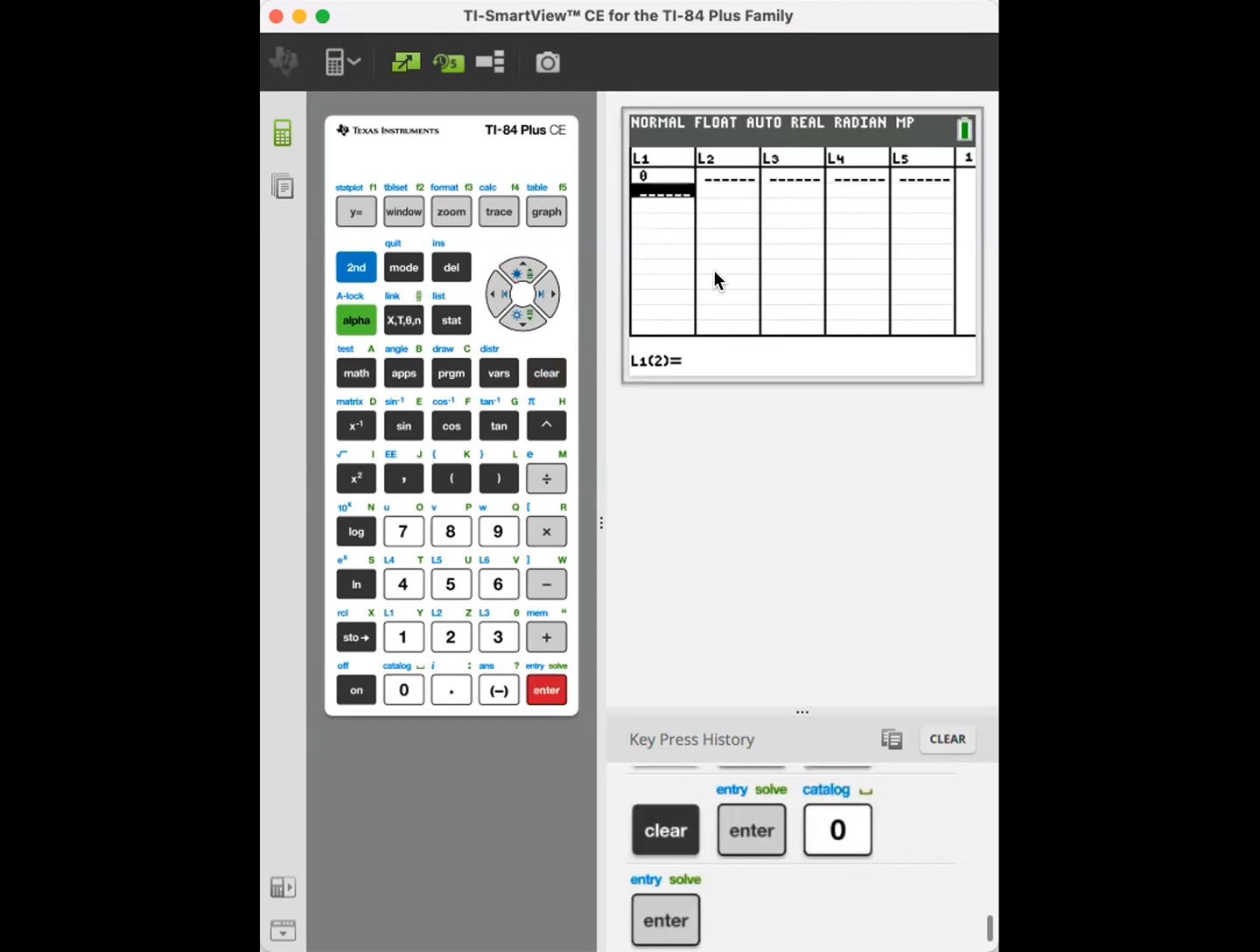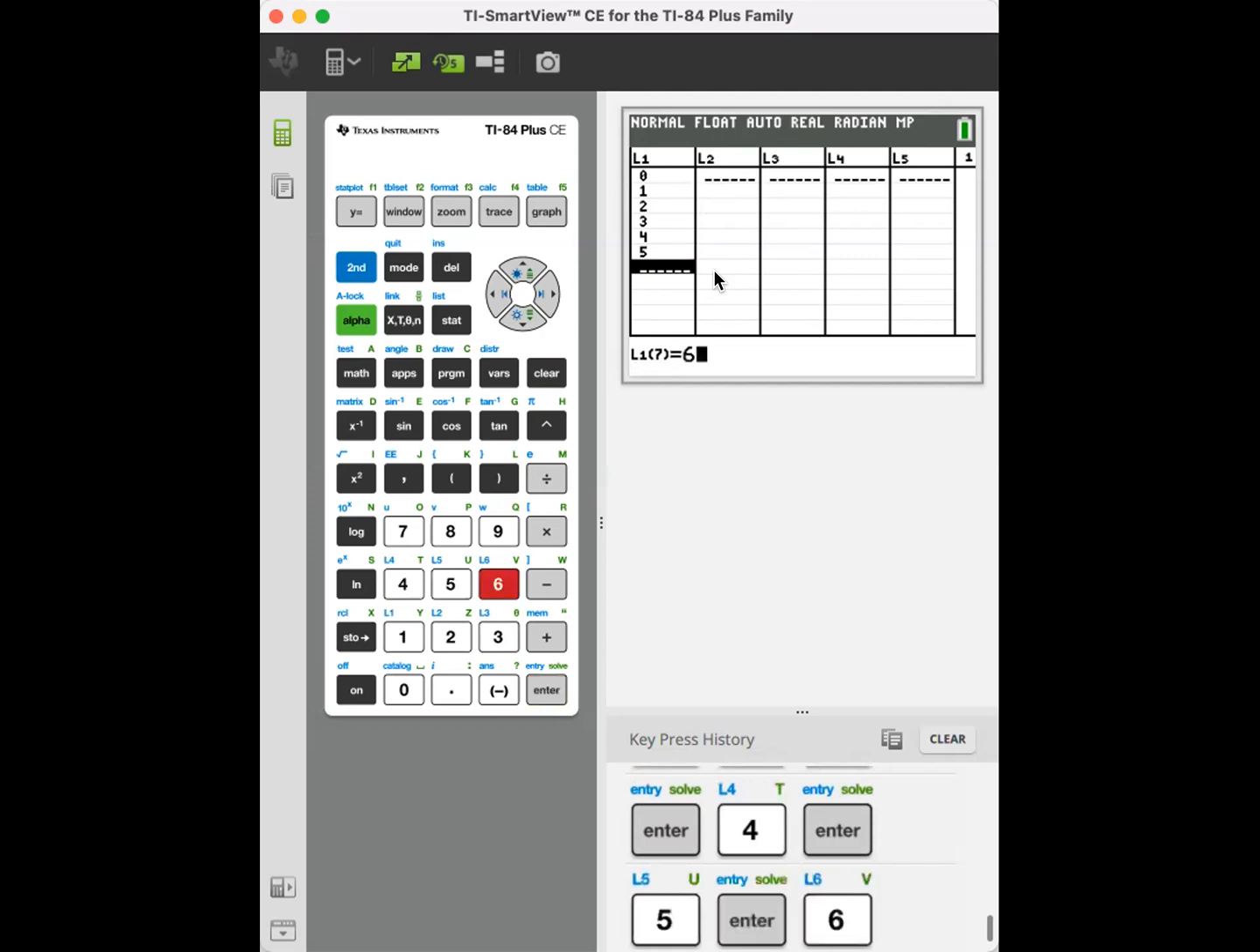So we enter the data, 0, 1, 2, 3, 4, 5, 6. And then L2 happens to be the number of overtime hours worked in a week per employee: 7, 10, 27, 51, 42, 29, then 19. All right, so this is it.